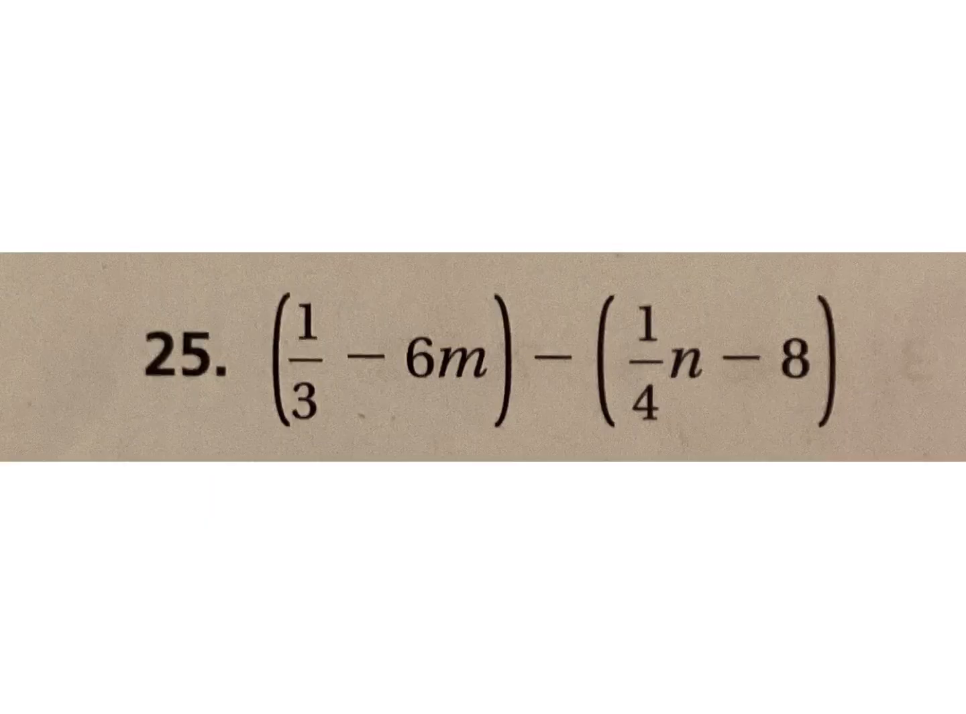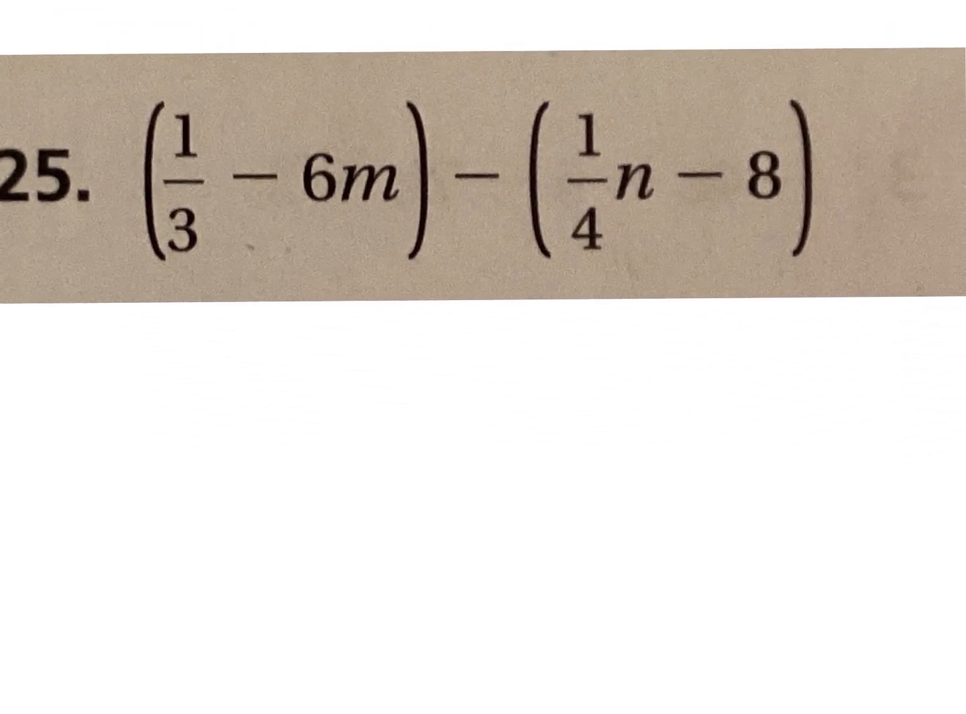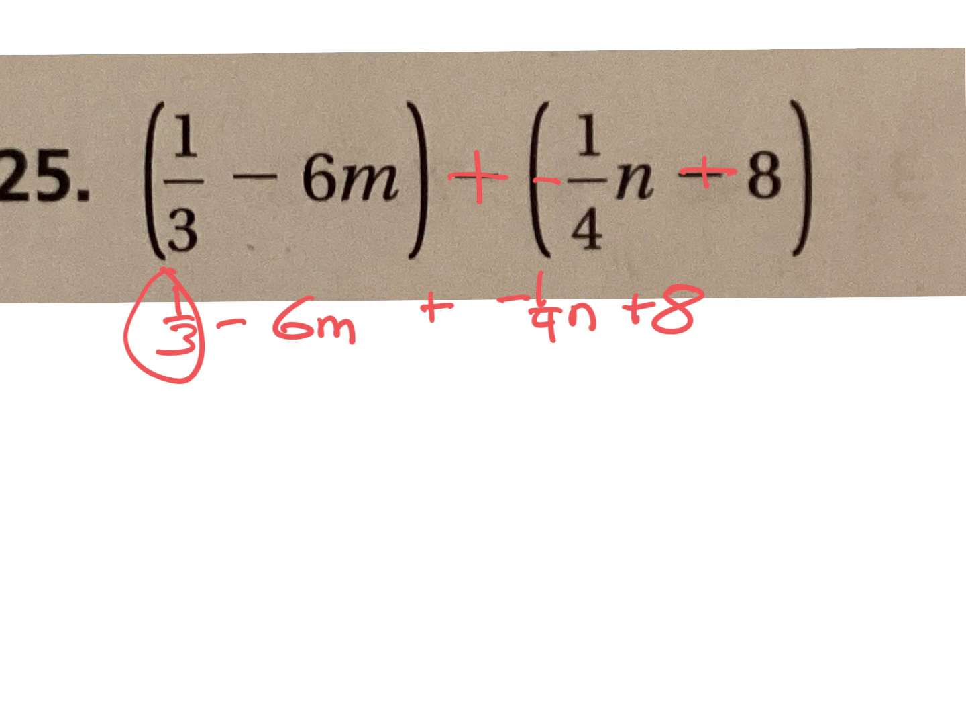Number 25, subtraction. So we change that from subtraction to add. Now the opposite of 1/4 n is a negative 1/4 n. The opposite of minus 8 is a positive or a plus 8. Okay, 1/3 minus 6m, can't put those together, plus negative 1/4 n plus 8. Can't put those together. So 1/3, negative 6m, negative 1/4 n, and 8.